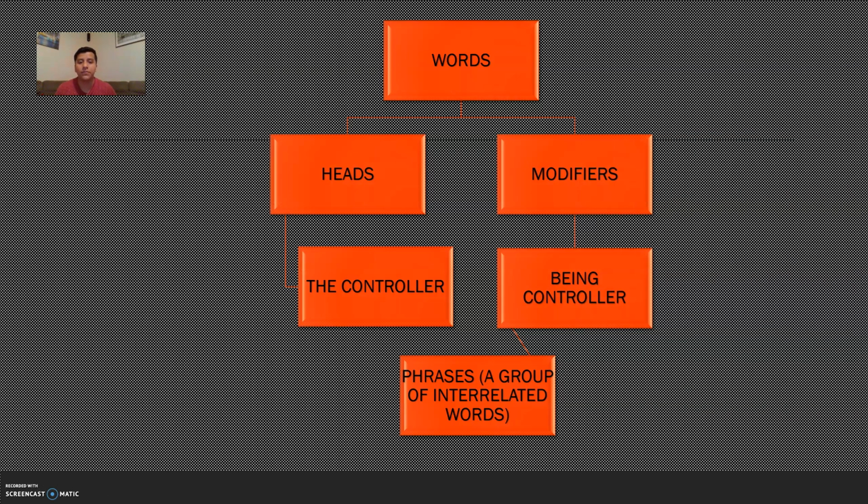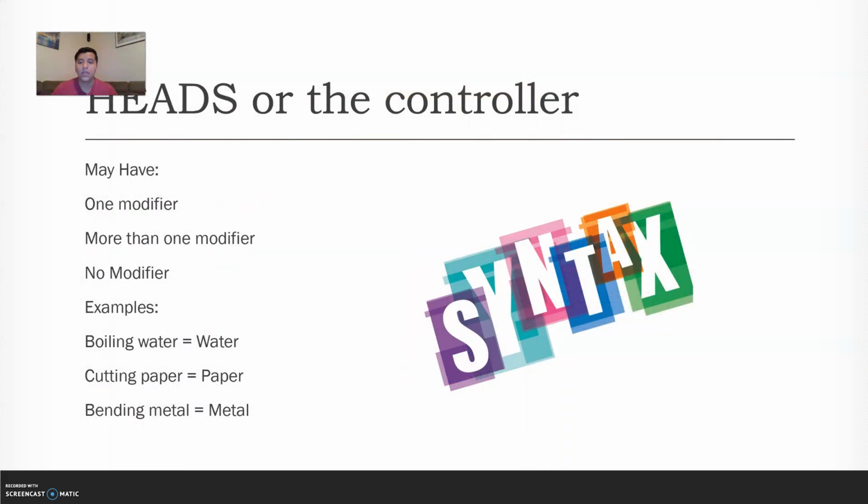This is briefly a concept map that you're going to be seeing. The title is words, because heads and modifiers are based on words. So heads are the controller and the modifiers are the controlled. But both of them compose a phrase, a group of interrelated words. The head may have one modifier, more than one modifier, or no modifier. Examples: boiling water. The head in this phrase is water. Cutting paper, paper. Bending metal, metal.